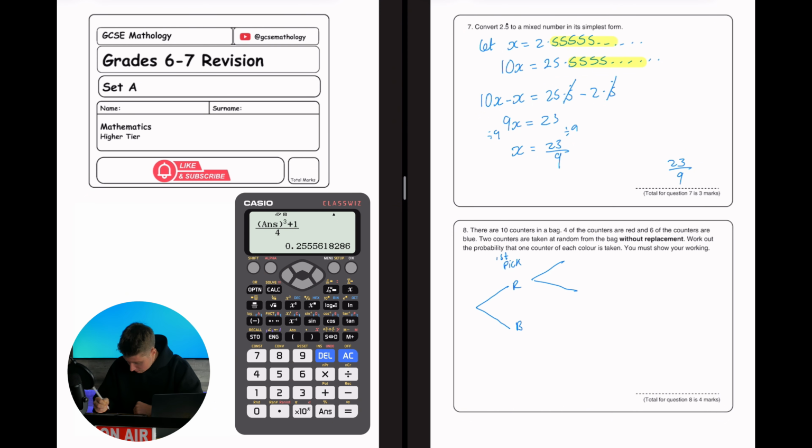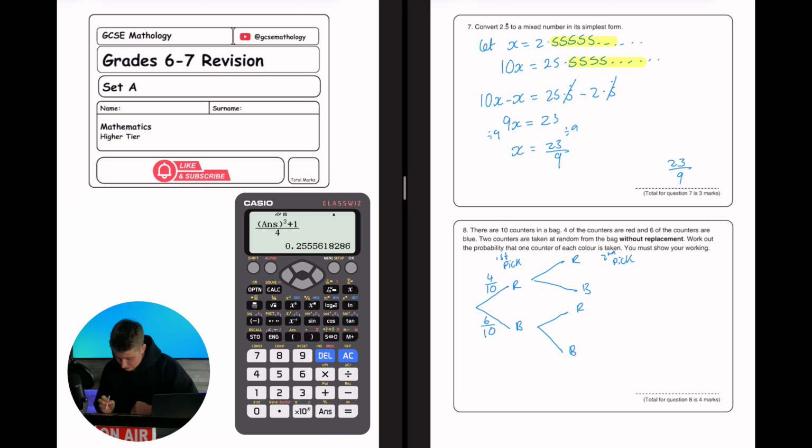Then we draw more branches coming off from those branches, labeling red, blue, and this is for the second pick. So the probability of picking a red initially for the first pick, there are 10 counters in the bag and 4 of them are red. So 4 out of 10 is the probability for picking a red on the first pick, and then for the first pick of a blue counter, we're going to get 6 out of 10 because all probabilities need to add to 1, and it also tells us that 6 of the counters are blue.